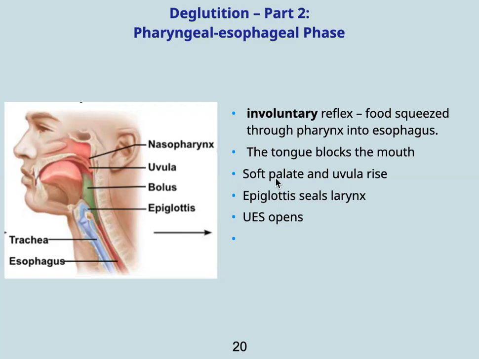At this point in time, your soft palate and uvula also rise, and seal off the nasal pharynx, preventing food from entering into the nasal cavity. Furthermore, the epiglottis seals off the larynx, preventing food from entering into the windpipe, into your trachea. And then following all that, the upper esophageal sphincter then opens, allowing food to move further down the esophagus.